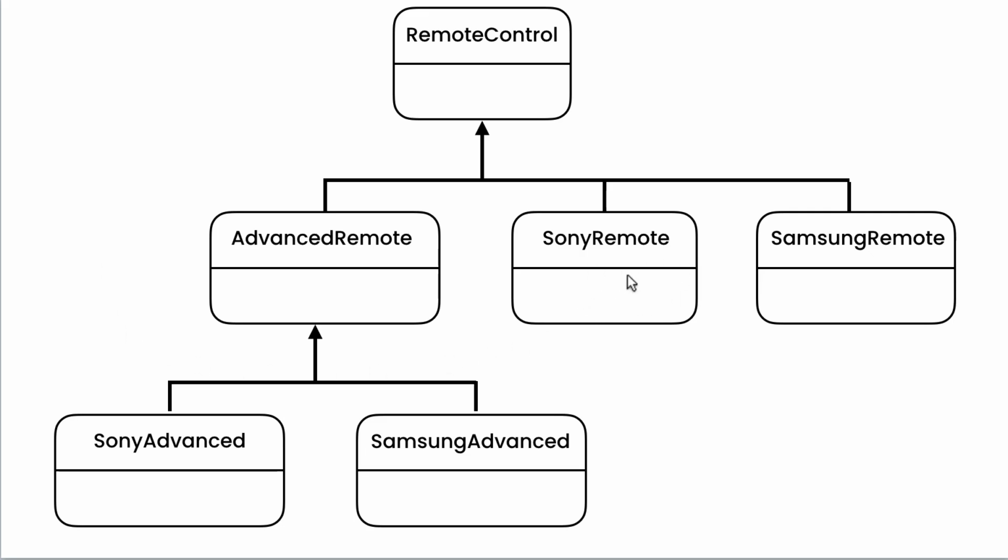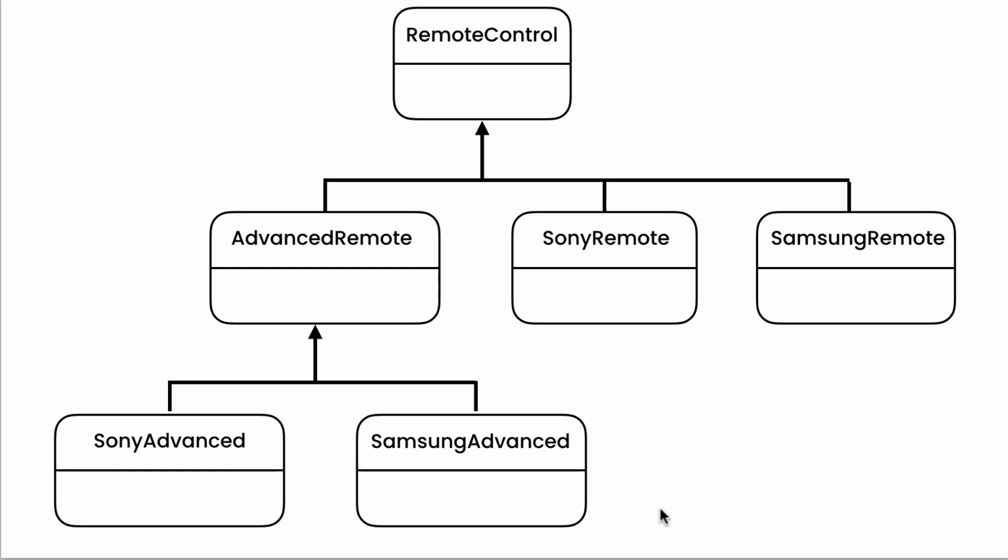One is going to end up here. It's going to be called LG Remote Control. And we're going to have another class here. It's going to be called LG Advanced Remote Control. So every time we support a new type of remote control or a new TV brand, we should add a bunch of new classes to this hierarchy. And over time, this hierarchy is going to get very complex and unmaintainable.